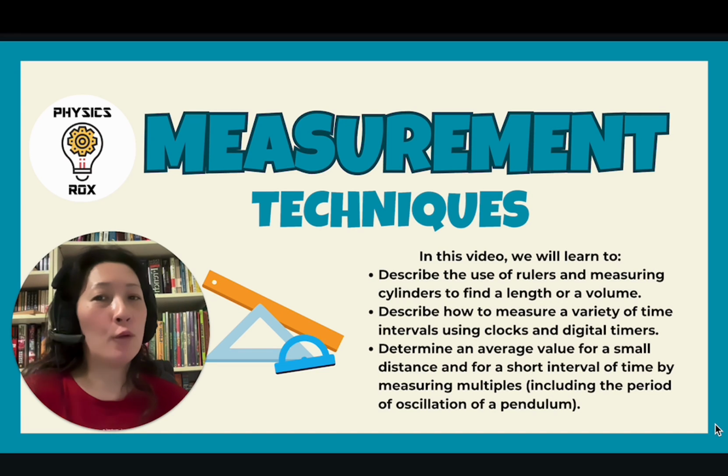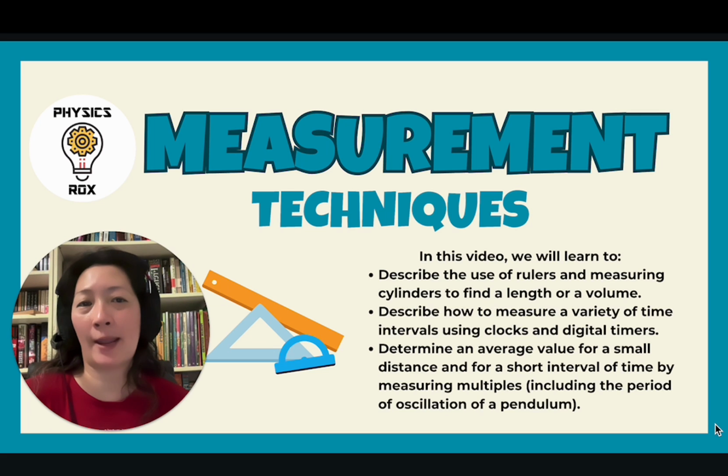In this video, we'll be going through measurement techniques, which is an introductory topic in the IGCSE Physics subject. In this video, we will learn to describe the use of rulers and measuring cylinders to find a length or a volume. Describe how to measure a variety of time intervals using clocks and digital timers, as well as determine an average value for a small distance and for a short interval of time by measuring multiples, which includes the period of oscillation of a pendulum.